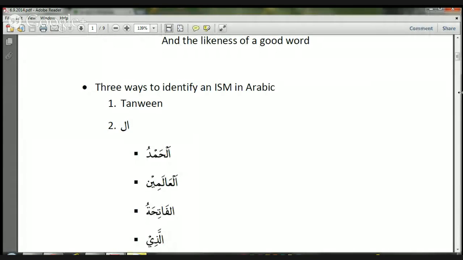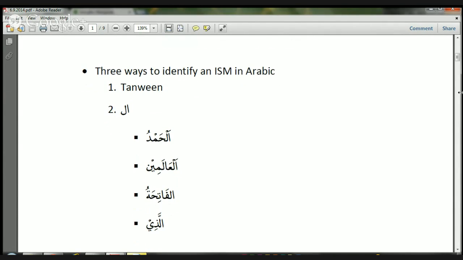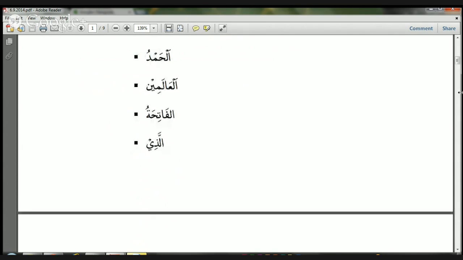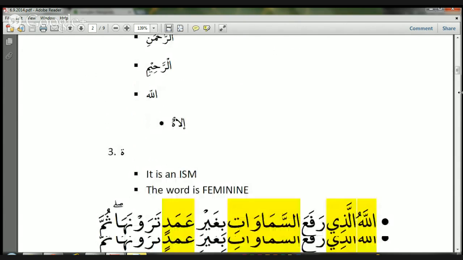The first way that we will identify an ism is through the tanween. And the tanween we mentioned would be an, or in. It's the double sound at the end of the word. Number two is the alif lam at the beginning of a word. It's not just any alif lam, but the alif lam that makes a word into something proper. So alhamdu, al-alamina, al-fatihatu, alladhi, and likewise.